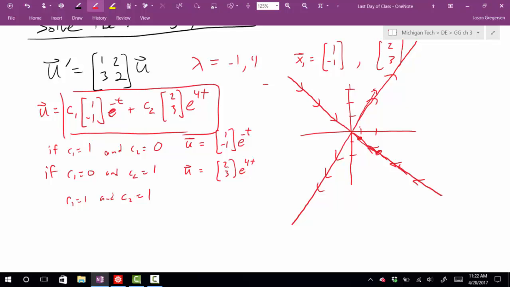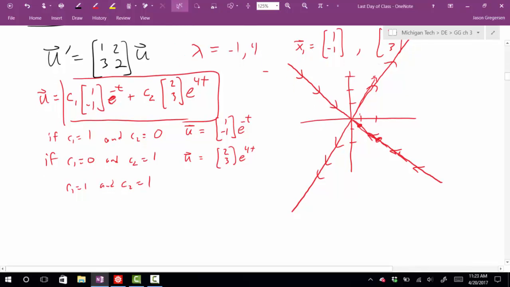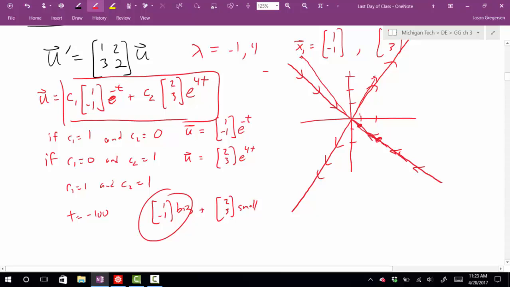If I put big negative t values, now this right-hand term is going to go away, but this left-hand term will get bigger and bigger. Okay? So I can imagine if I put a very big negative t value, let's say t equals negative 100, my solution would basically look like 1 negative 1 times something really, really big, plus 2, 3 times something really small. It's pretty much going to look like that thing stretched out. It's going to look like something way over here. Oh, that was a negative. Way over there. Okay.